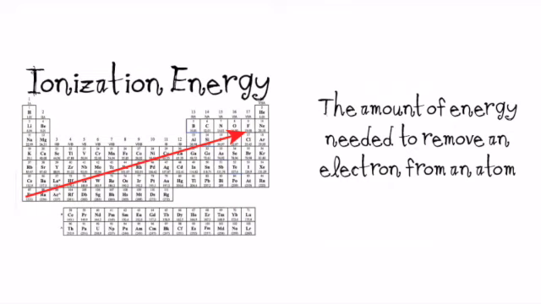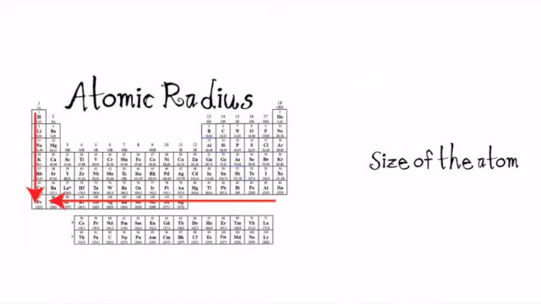Ionization energy. This is the amount of energy that is needed to remove an electron from an atom. It increases like electronegativity as you travel up and right across the periodic table. Atomic radius. This is the size of the atom. It increases as you move down and to the left of the periodic table.